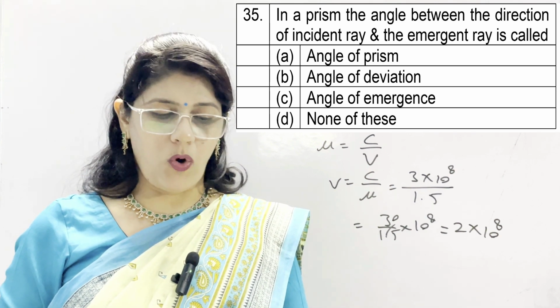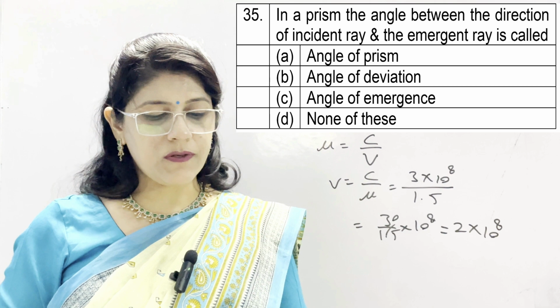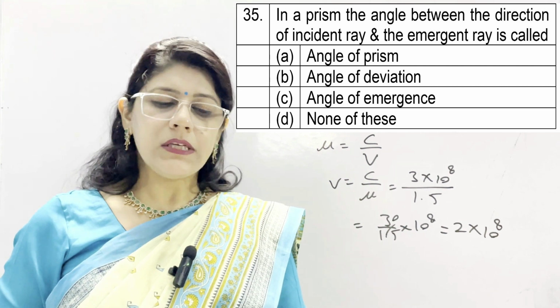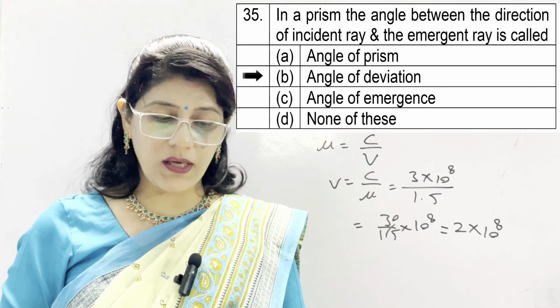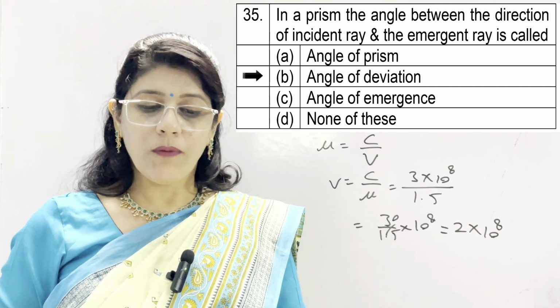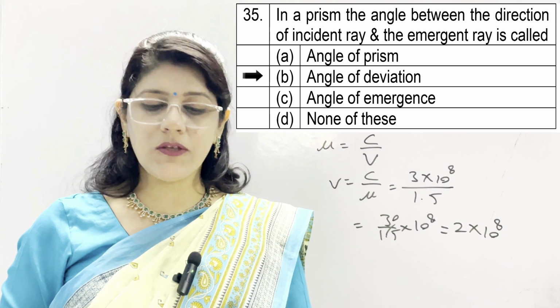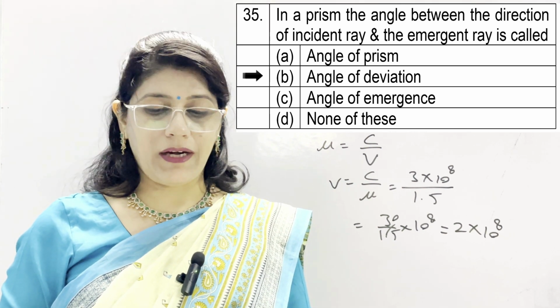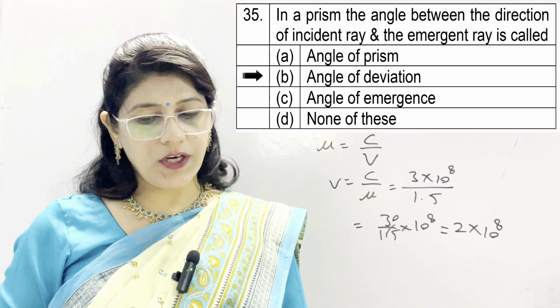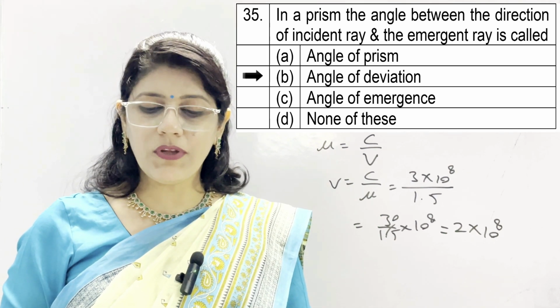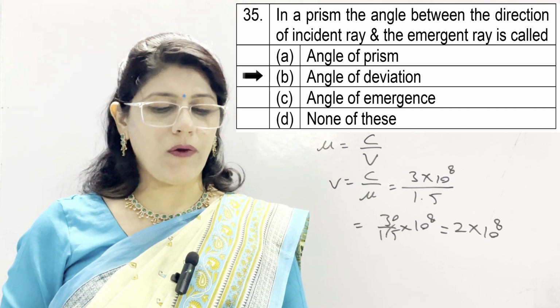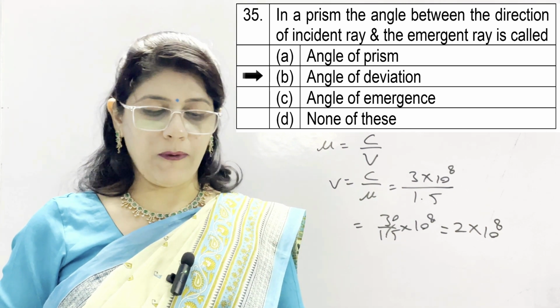In question number 35, in a prism, the angle between the direction of incident ray and emergent ray is called: A, angle of prism; B, angle of deviation; C, angle of emergence; and D, none of these. The correct option is B, which is angle of deviation. Because when a ray of light passes through a glass prism, it gets deflected twice. First while entering into the glass prism and second while coming out from the prism. The sum of these two deflections is called angle of deviation. So the correct option is B.